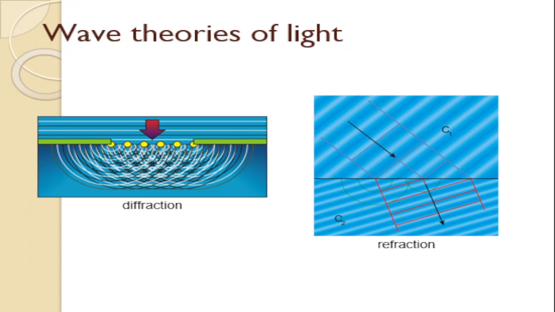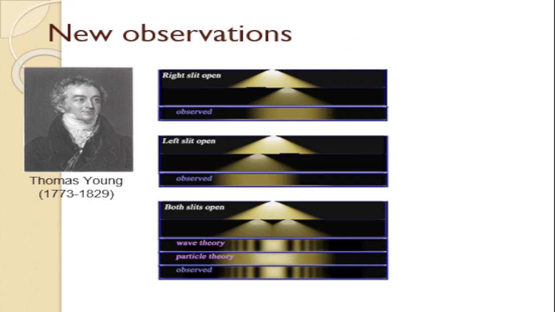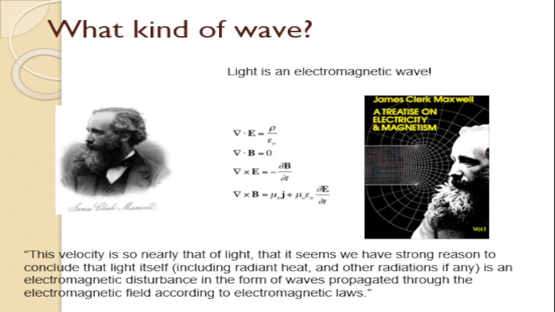If light is a wave, what kind of wave is it? A new observation by Thomas Young proves that light is both particle and wave. If it is both particle and wave, ano talaga siya? Since light is a wave, just like what I mentioned a while ago, what kind of wave is it?